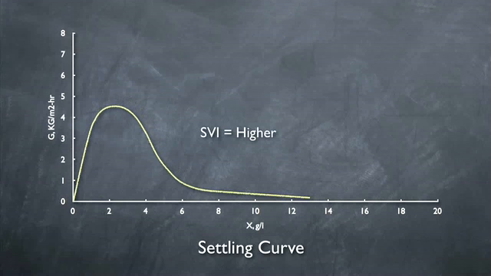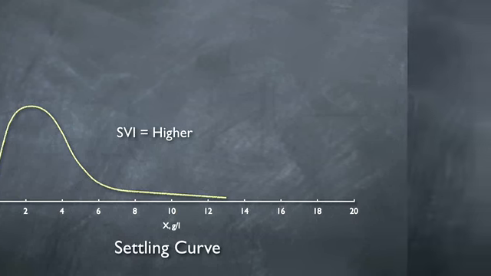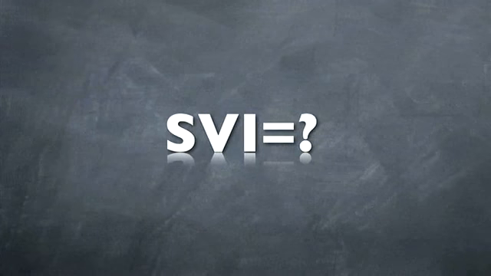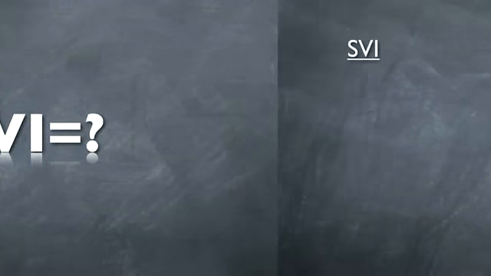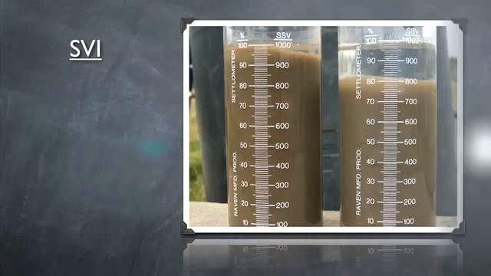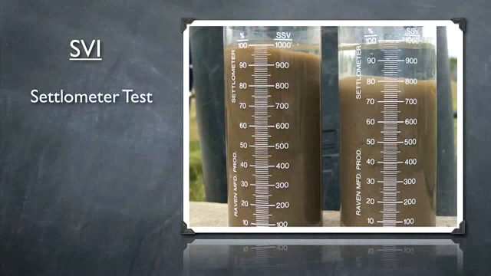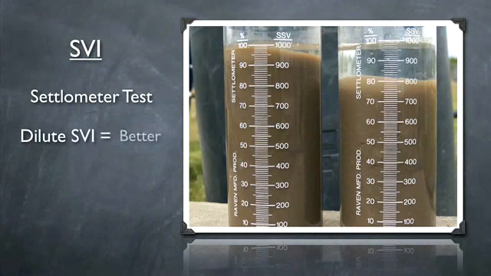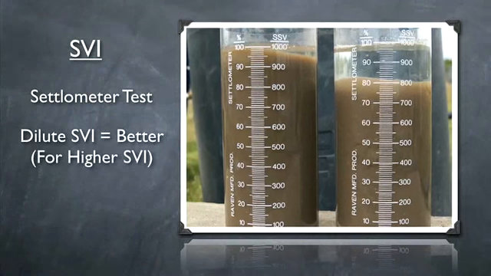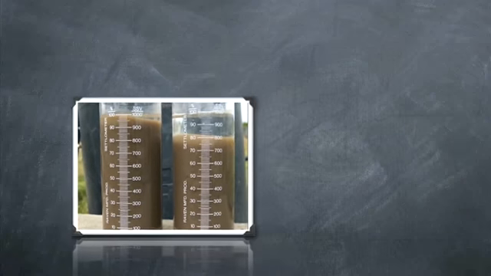So what does it matter if the curve is larger or smaller? Well, we'll find that out in a minute. But now that we know that SVI is important in determining the settling curve, how do we determine the SVI and what causes it to change? Well, the SVI can be determined by performing a settleometer test. Also, if you can, use a diluted sample to determine your SVI. This will allow for more accurate results, especially when the SVI is higher.